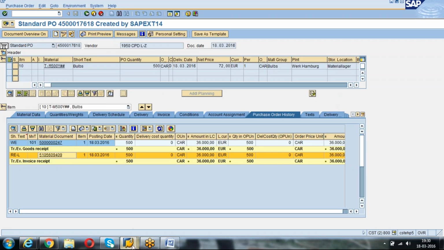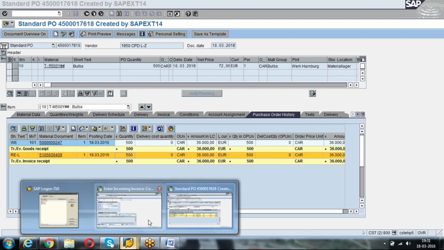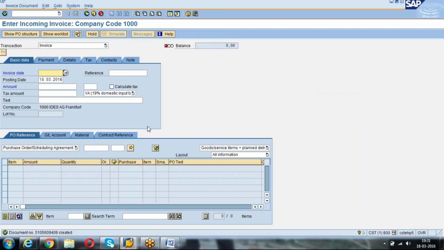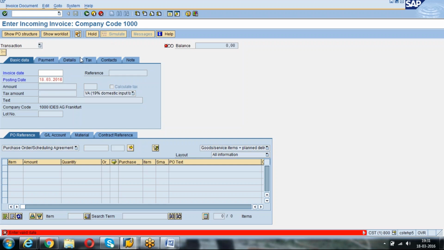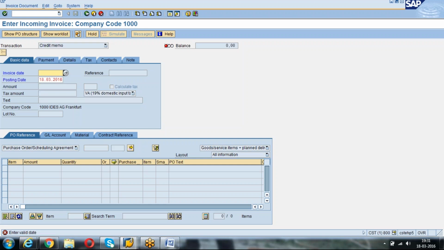Now what happened? You have received the goods of 500, but you decided, for example, the total 500 quantity you want to send the credit memo. All the materials were damaged. You want to send the credit memo for 500. At that time, what do we do? You have to select the credit memo first. Once you create the memo, it is asking for the invoice date.